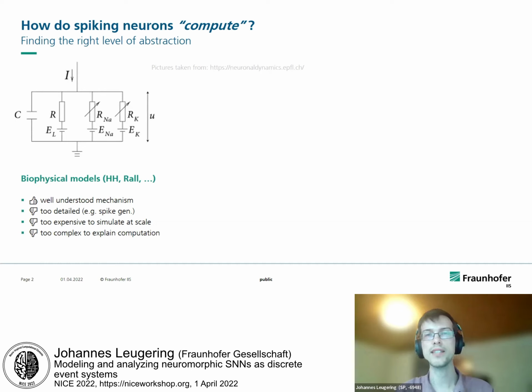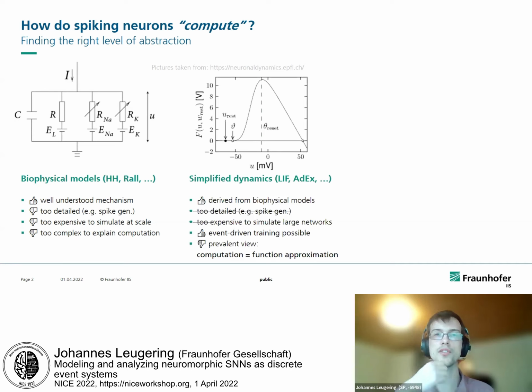But of course, they are quite detailed, which makes it difficult to simulate large networks. They are expensive to simulate at scale. And that also means it's difficult to really understand, if they solve a problem, how exactly they do it. I think this is the reason why most of the field in neuromorphic computing and SNNs in general has moved on to neural models that simplify these neural dynamics quite a bit, such as the leaky integrate-and-fire neuron, the adaptive exponential model, and so on.